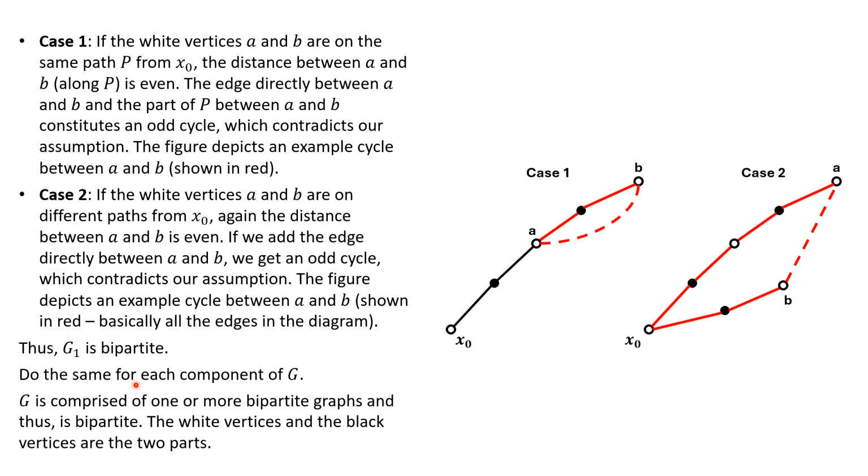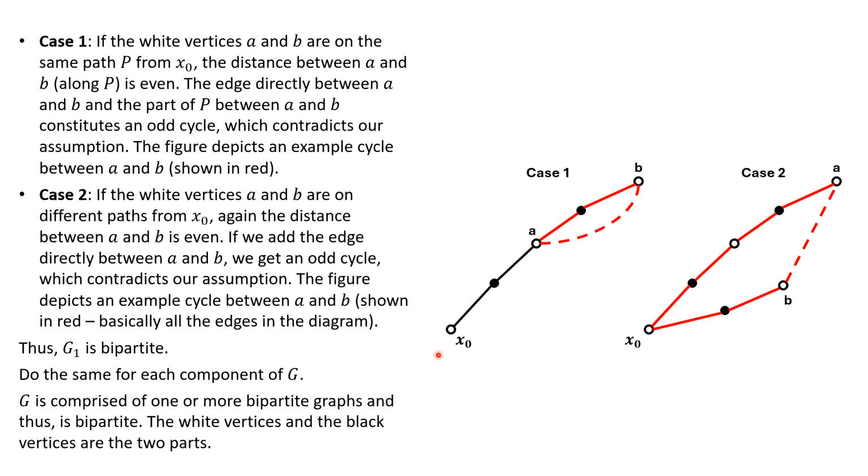We can do the same for each component of G. So G is composed of one or more bipartite graphs, and thus is bipartite. I didn't actually define that, but that would be the definition more generally of a bipartite graph: if you have a graph with disjoint components, each component would need to be bipartite in order to classify G as bipartite.